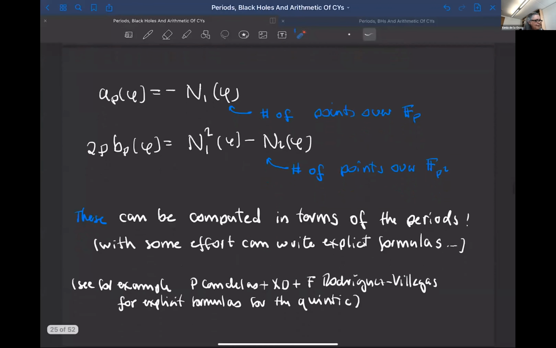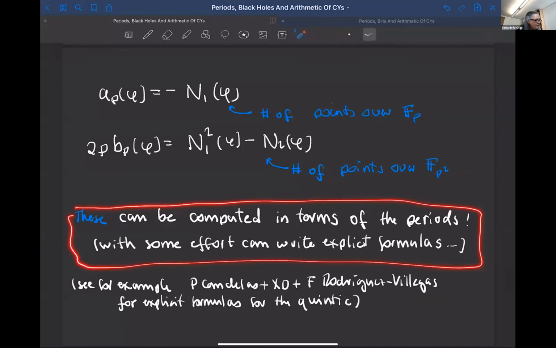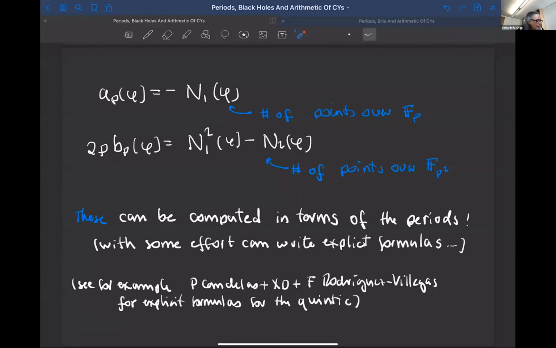But there are very nice things. We have these a's and these b's, and these can in fact be computed in terms of the periods. With some effort, you can write explicit formulas of these coefficients in terms of some arithmetic version of the periods. We wrote these explicit formulas a long time ago, over 20 years ago, together Philip and I and Fernando Rodriguez Villegas, for the quintic.